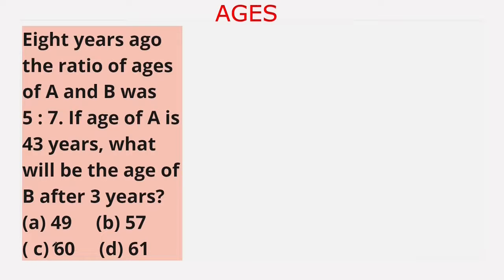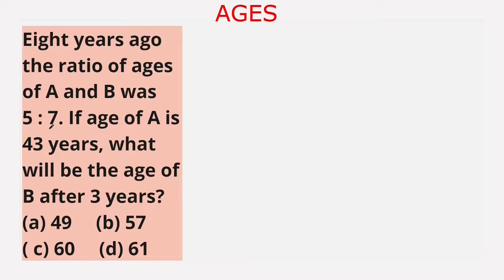Now we solve it again orally, and you will learn how to do it. The present age of A is 43 years. 8 years ago, the age of A is 43 minus 8, which is 35. And 35 divided by 5 gives us 7. So one part is equal to 7. Therefore, 7 parts is 7 times 7, which is 49. This is the age of B 8 years ago.